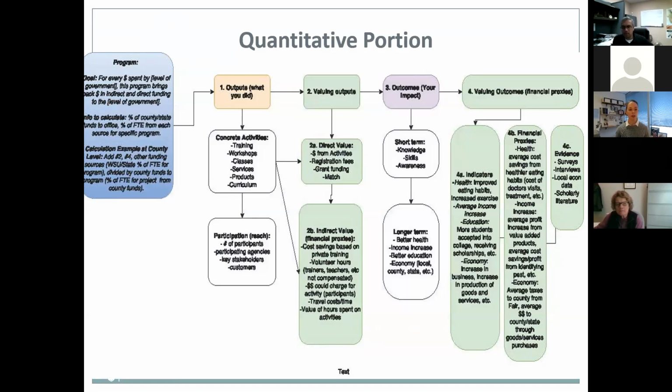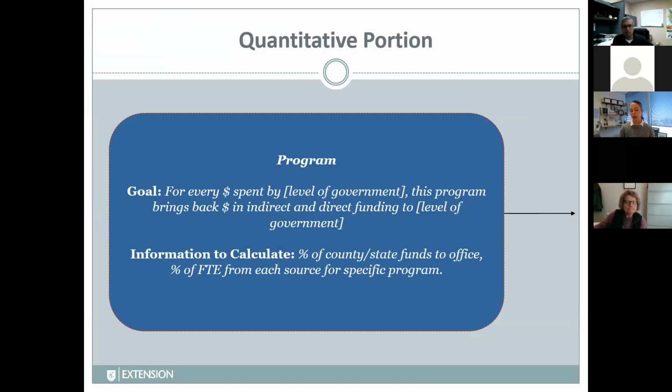So on the far side of the screen, you can see program in blue. That's this section here. What we're trying to do here is, for every dollar spent by whatever level of government we happen to be looking at, this program is bringing back dollars, direct and indirect funding, to that level of government. So in this case, for every dollar spent by the local county government given to extension, extension is bringing back so many dollars in indirect and direct funding to that county.